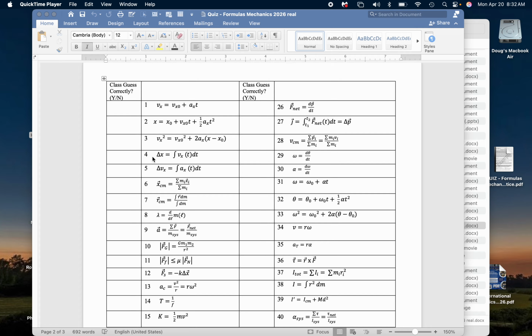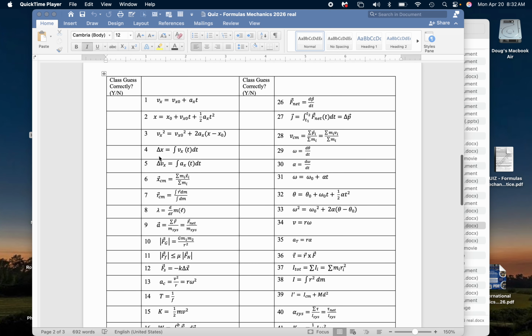4 and 5 look pretty weird. So these are ones we haven't seen in class before, but we hopefully understand how to do. So formula 4 is essentially saying displacement is equal to the area of a velocity time graph. That's what an integral is, an area. So finding displacement, you could get the area of a velocity time graph.